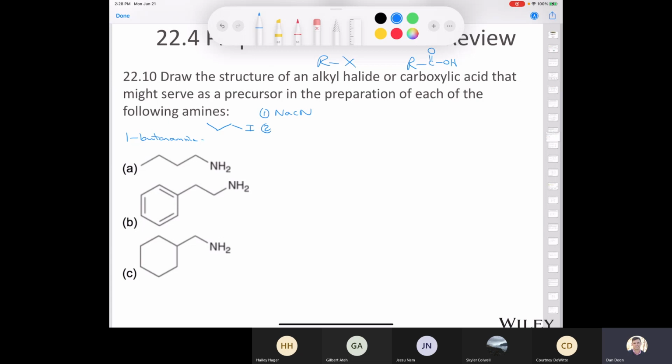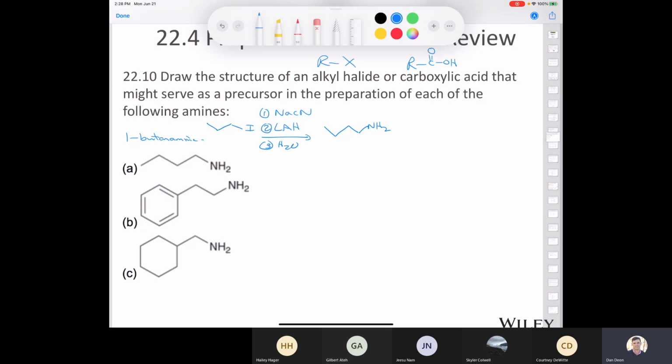In the next step, we would treat it with LAH, getting ahead of myself here, to reduce it. And then, of course, you have to treat that with water in the last step. So I can make a better 3. There you go. And that would give you 1-butanamine, right, which is the desired compound.